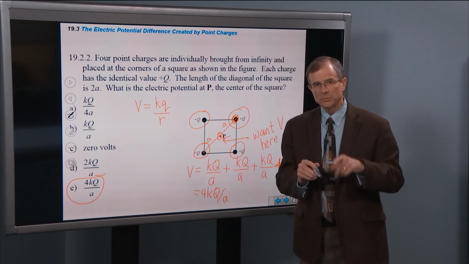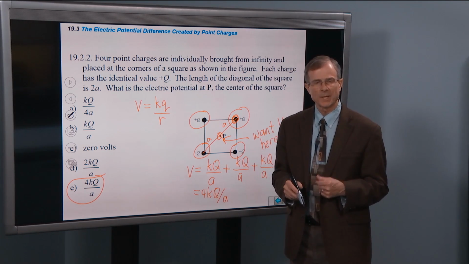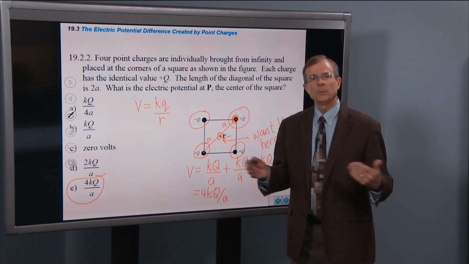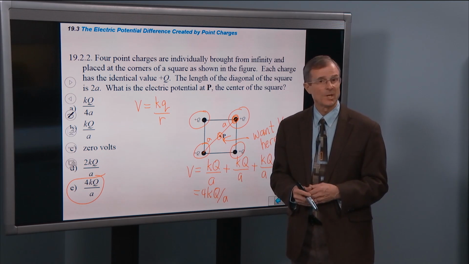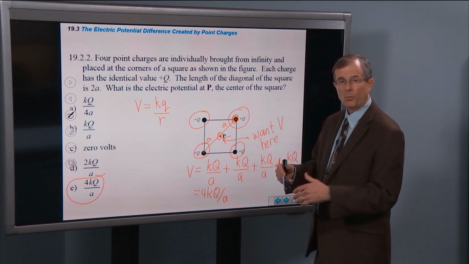I say, you're absolutely right. That is true for electric fields. We have to take the direction into account, where those come from. With electric potential, not so. You just add them up. You don't have to worry about where they are.